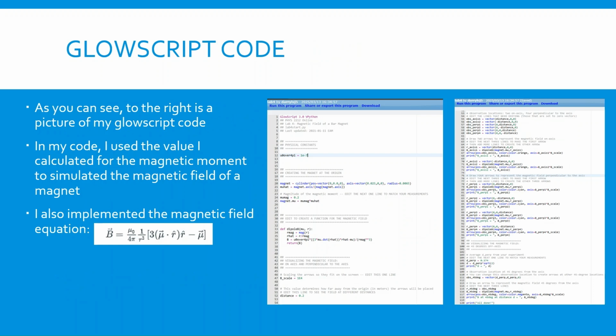GlowScript code. As you can see to the right is a picture of my GlowScript code. In my code, I used the value I calculated for the magnetic moment to simulate the magnetic field of the magnet. I also implemented the equation of the magnetic field that I explained before.